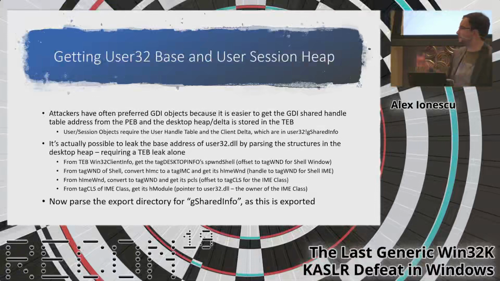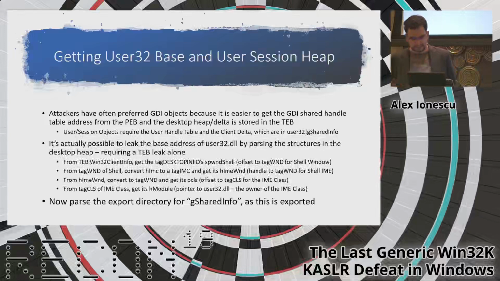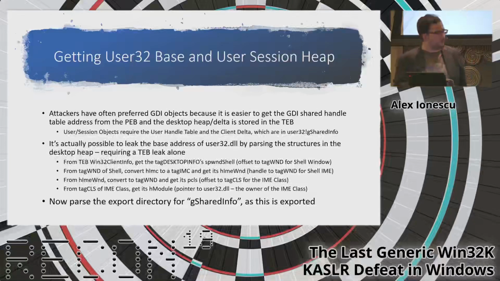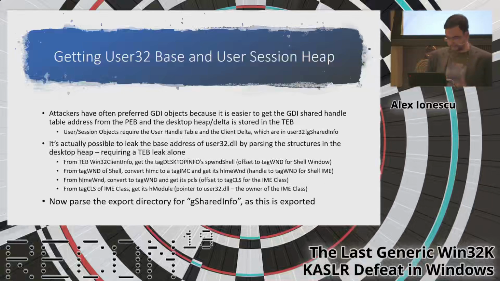Another thing I did while building a POC for this, a technique I figured I'd share with the world: most attacks out there go after the GDI handle table, because it's in the PEB, and because the desktop heap pointer is in the TEB. If you're an attacker with an arbitrary read, it's a lot easier to read from the PEB and the TEB, because those are easier structures to find. To get the session heap, you need to find user32, break ASLR, find where this module got loaded, and then find where this export is.